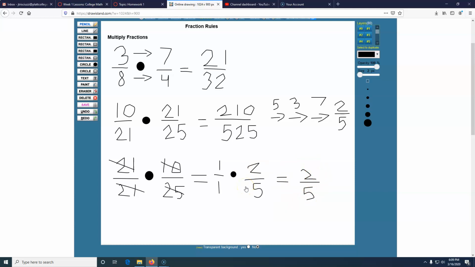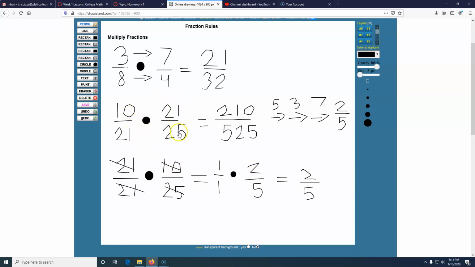Now, in a typical problem, you wouldn't actually have to swap the top numbers. If you want to do that, you can. Okay, there's nothing wrong with taking this and rewriting it as this. But what's actually easier is realizing that the rule is simplified by the following phrase. As long as a number can divide into the top and the bottom of a fraction in multiplication, then you can simplify immediately.